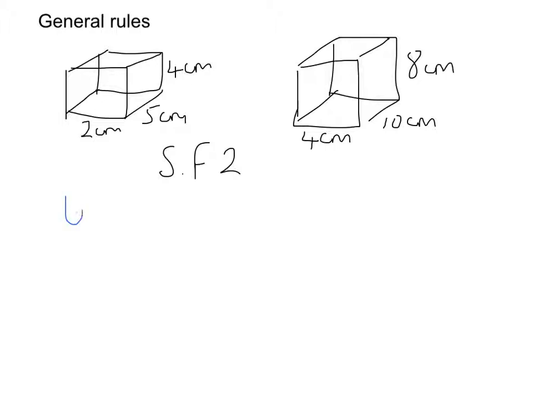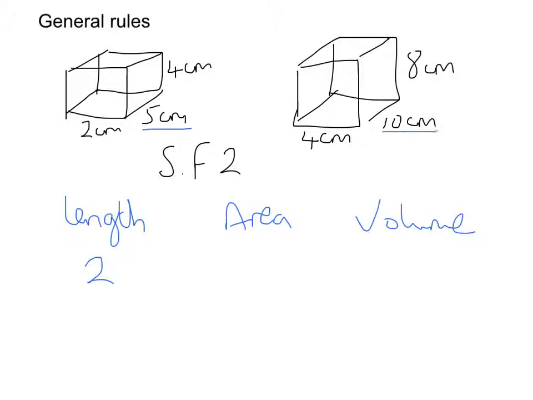If we do a table here, let's look at lengths, area of a face, or we could look at total surface area, and volume. If the length's increased by a scale factor of 2, we can see that any of these sides have gone from 2 centimeters to 4 centimeters, or from 5 centimeters to 10 centimeters, or from 4 to 8. Let's look at the area of the front face, and compare it to the front face of the larger cuboid.